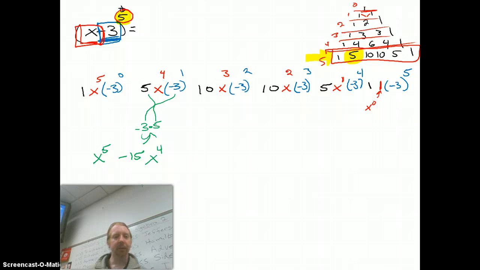Why don't you go 5 times in this? I could. You'd still get negative 15.